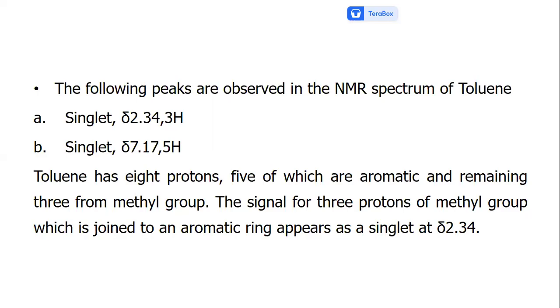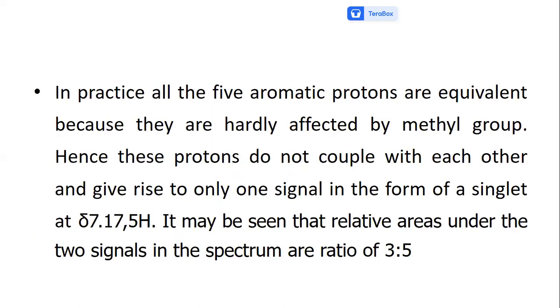The signal from the 3 protons of the methyl group, which is joined to the aromatic ring, appears as a singlet at delta 2.34. In practice, all the 5 aromatic protons are equivalent because they are hardly affected by the methyl group. Hence, these protons do not couple with each other and give rise to only one signal in the form of a singlet at delta 7.1, 5 hydrogen. It may be seen that the relative areas under the two signals in the spectrum are in the ratio of 3:5.